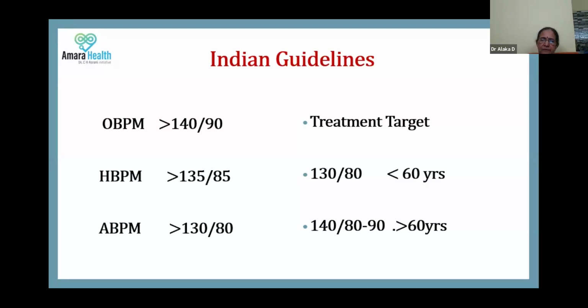Once we start the treatment, what should be the treatment target? When can we say that the blood pressure is controlled? If the age of the patient is less than 60, the BP should be controlled to a level of 130/80. If the age is more than 60 years, the systolic BP could be 140 and diastolic should be between 80 and 90. Above 90 is hypertension.